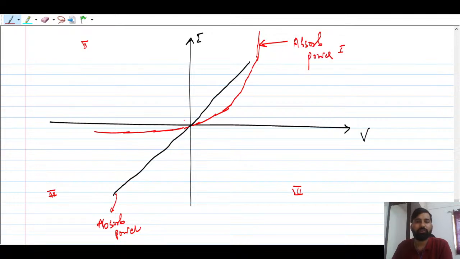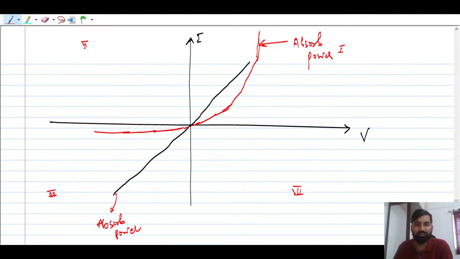So your diode is the passive element, not the active element. Don't consider the diode as an active element. Why is the diode not an active element? Many people get confused that the diode is an active element. It does not deliver power. The diode does not deliver power; it might absorb power. You see here the IV curve belongs to the first quadrant and the third quadrant, so you can make sure that the diode is the passive element.